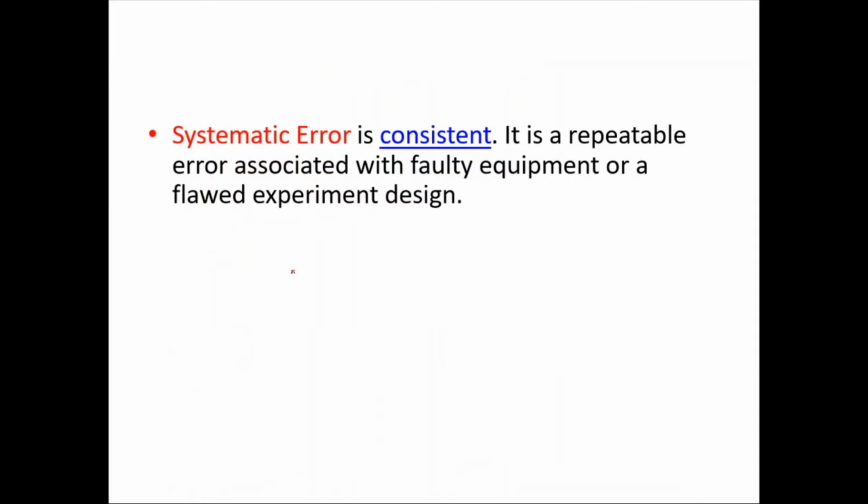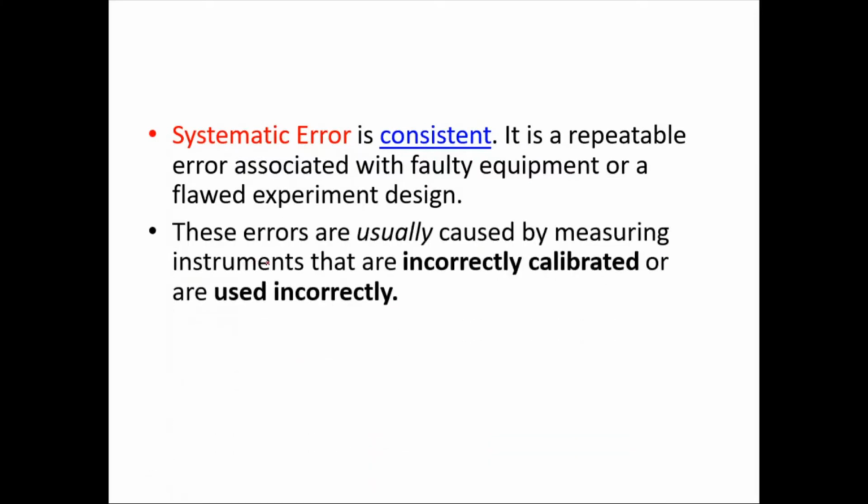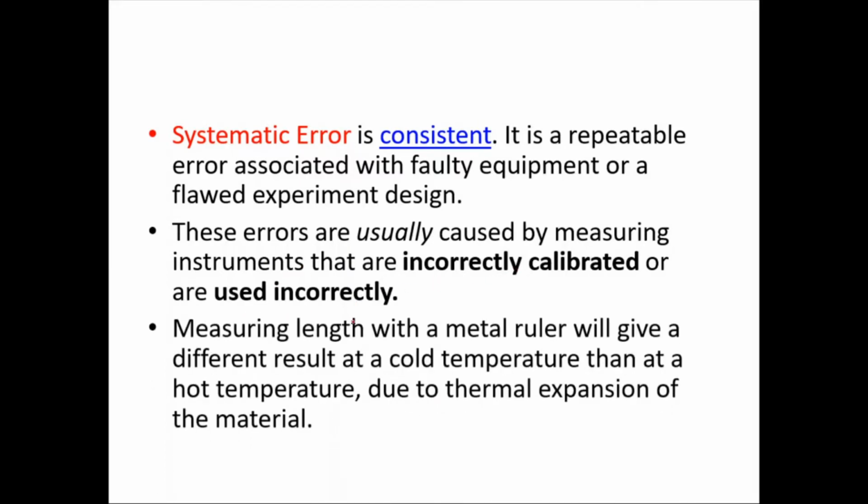On the other hand, the systematic error is consistent. You always measure a similar or the same error. It is a repeatable error associated with faulty equipment or a flawed experimental design. These errors are usually caused by measuring instruments that are incorrectly calibrated or are used incorrectly. For example, measuring length with a metal ruler will give a different result at a cold temperature than at a hot temperature due to thermal expansion of the material.